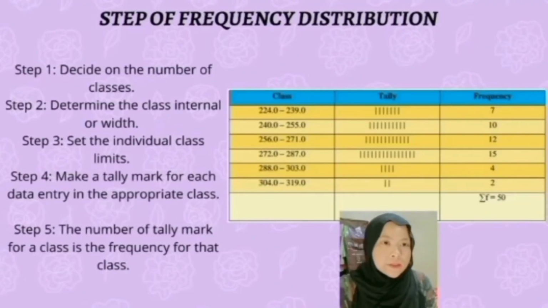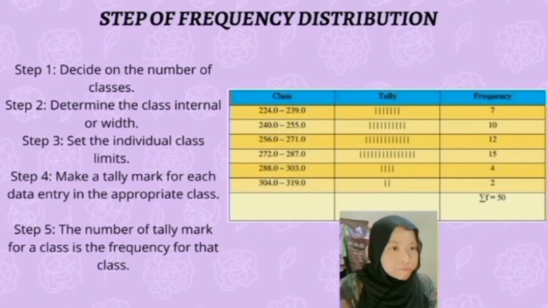And the next is the steps of frequency distribution. The frequency distribution has 5 steps. Step 1, decide on the number of classes. Step 2, determine the class interval or width. Step 3, set the individual class limits. Step 4, make a tally mark for each data entry in the appropriate class. And the last step, the number of tallies per class is the frequency for that class. So there are 3 columns, and there are 6 classes.